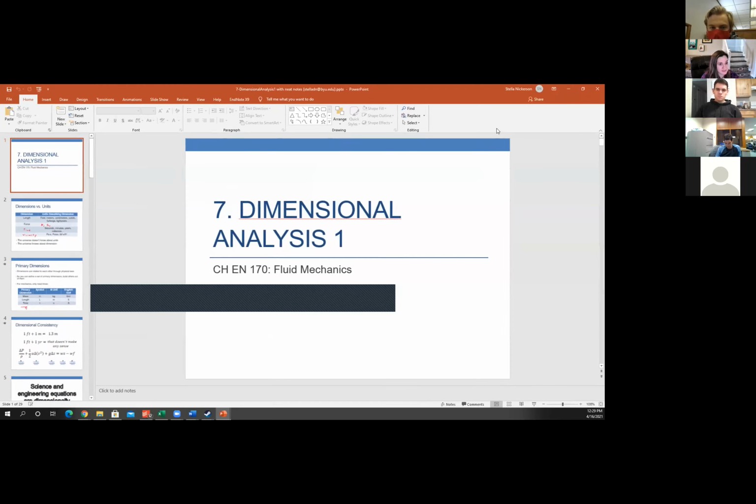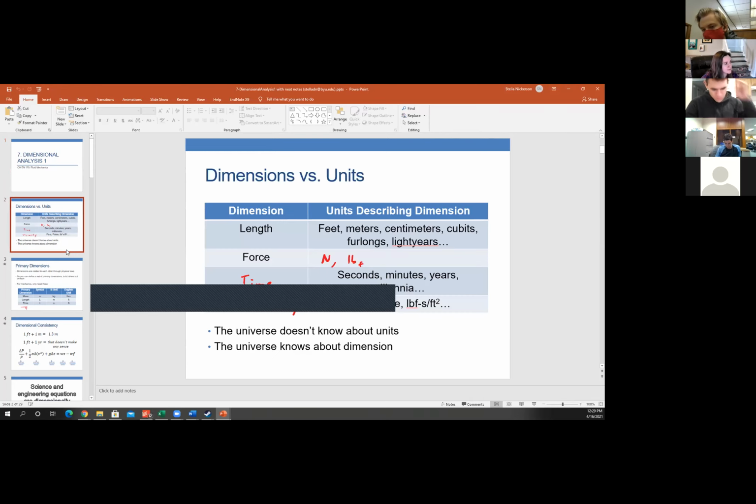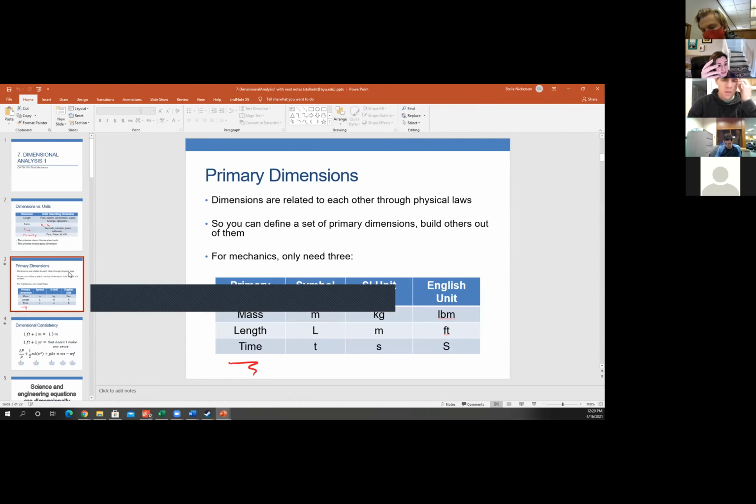So dimensional analysis just means that we can tell some things about a system even if we don't know what the exact equations going on are, just by looking at the dimensions of things. So dimensions are things like length, force, time, and the primary dimensions that we use when we're doing fluid mechanics or mechanics are mass, length, and time. Okay? So by looking at the dimensions of things in mass, length, and time, we can answer questions about them.